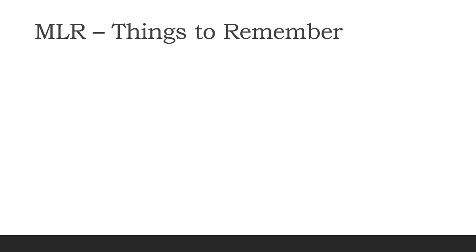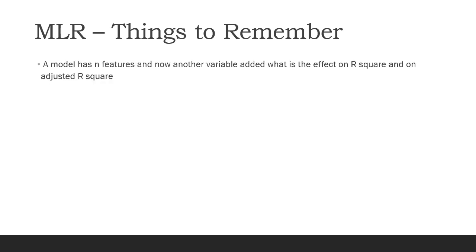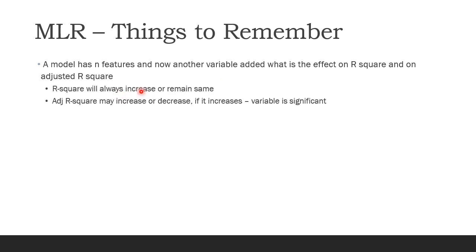So important things to remember from the multiple linear regression methodology or the overall concept. Now it's just food for thought. A model has n features. Now another variable is being added, taking the features to n plus 1. What is the effect on R square and adjusted R square? R square will always increase or stay the same. Whenever more features are added, R square will never decrease. It will either increase or remain the same. But adjusted R square may increase or decrease.